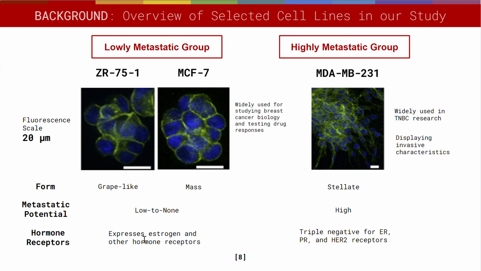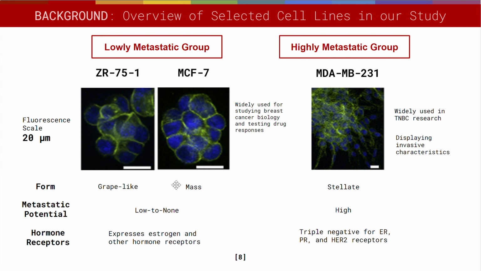This is very necessary for testing and trials of hormonal therapies, which some types of cancer actually interact with very well, and that's why MCF7, for example, is widely used for studying breast cancer biology and testing drug responses. So the metastatic potential for these two is low to none, which means they rarely spread or have very low spreading potential. This one is very high.